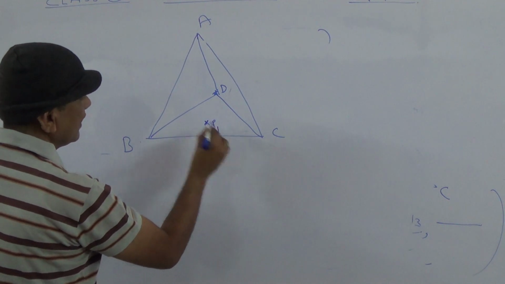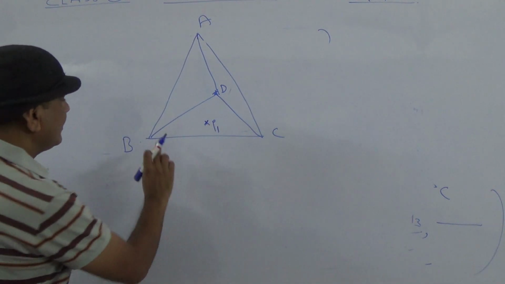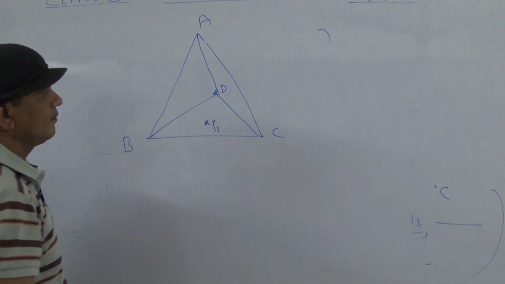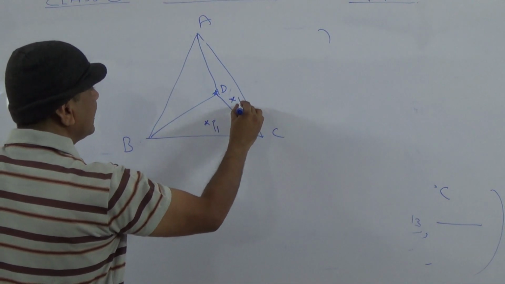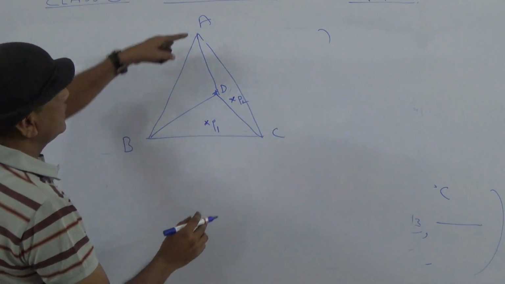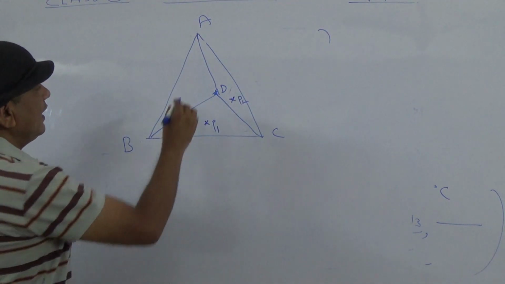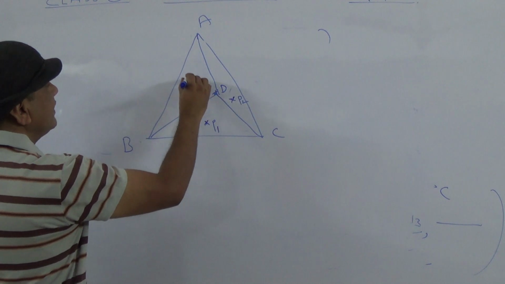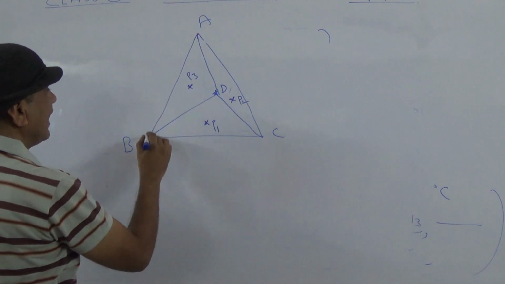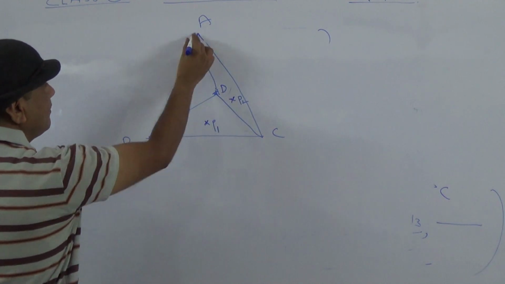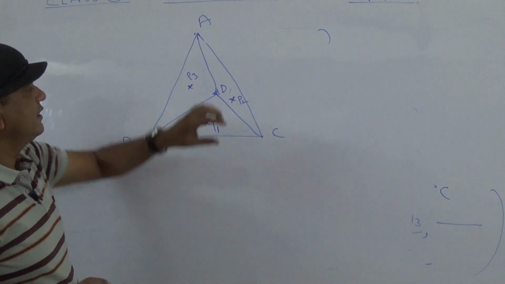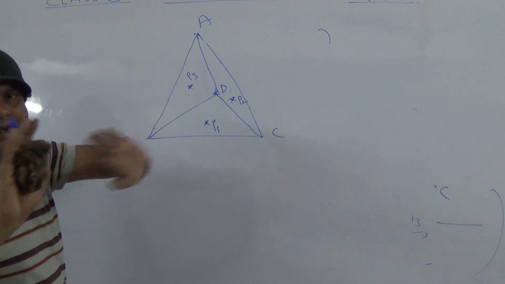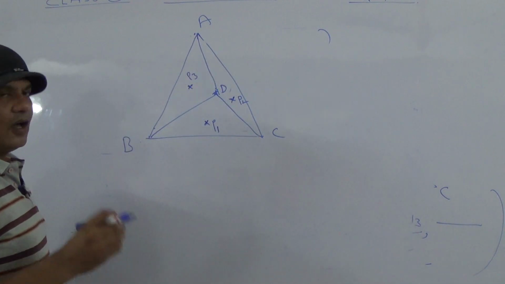Now here P1 is the centroid of this triangle BDC, and P2 is the centroid of this triangle ADC, and P3 is the centroid of this triangle ABD. P1, P2, P3 are centroids of these 3 triangles, not tetrahedron triangles.